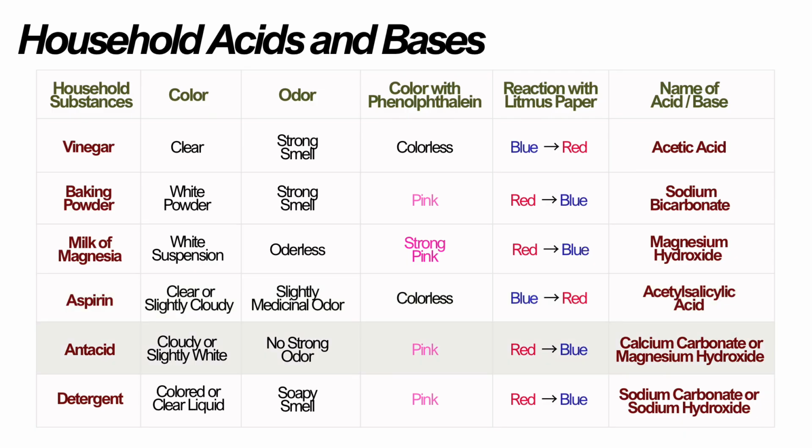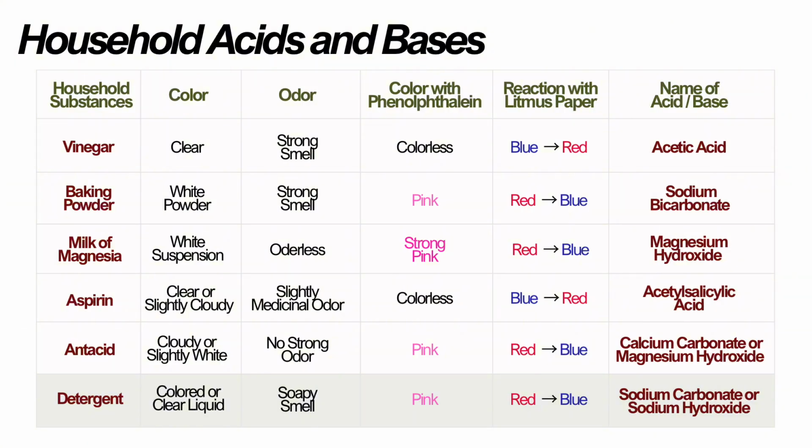And then antacid, it is cloudy or slightly white with no strong odor. When reacting with phenolphthalein, it becomes pink, and in reaction with litmus paper, it turns red litmus paper blue, and it has calcium carbonate or magnesium hydroxide, so this is a base. And the next, detergent, it's a colored or clear liquid, it depends, and it has a soapy smell. When reacting with phenolphthalein, it becomes pink, and in reaction with litmus paper, it turns red litmus paper blue and has sodium carbonate or sodium hydroxide, so this is again a base.